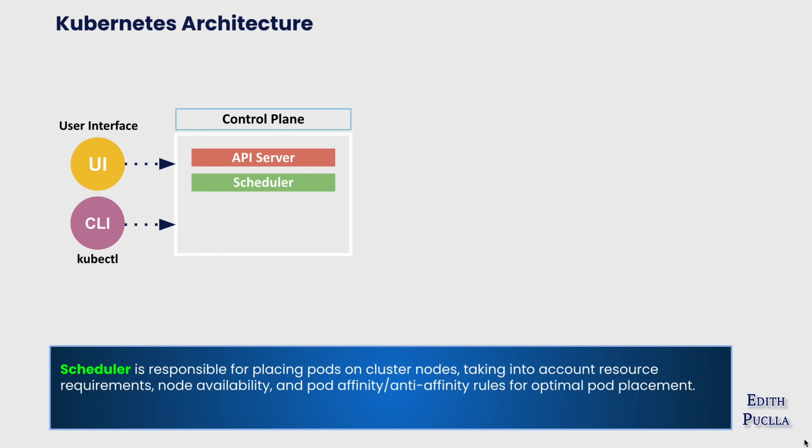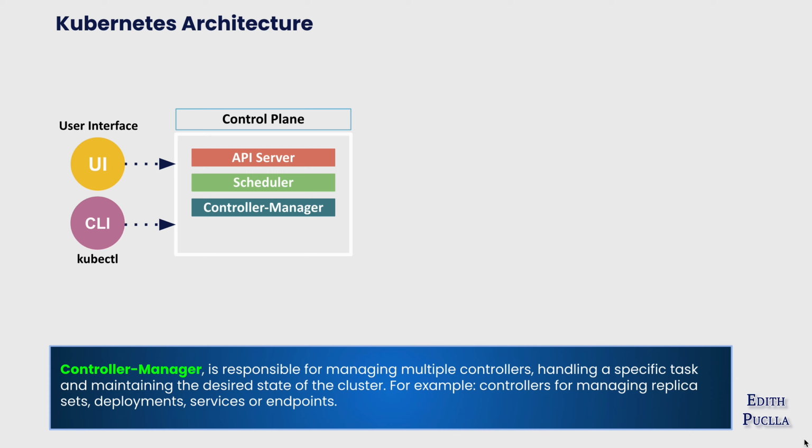The scheduler is responsible for placing pods on cluster nodes, taking into account resource requirements, node availability, and pod affinity and anti-affinity rules for optimal pod placement. The controller manager is responsible for managing multiple controllers, handling specific tasks, and maintaining the desired state of the cluster. For example, controllers for managing replica sets, deployments, services, or endpoints.